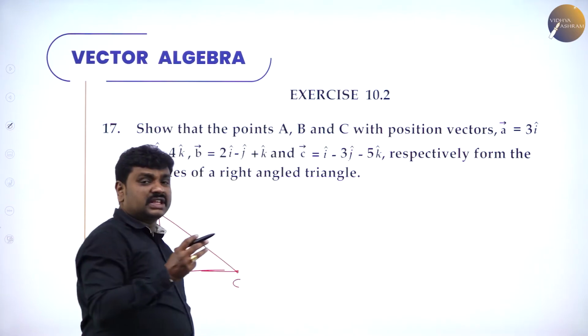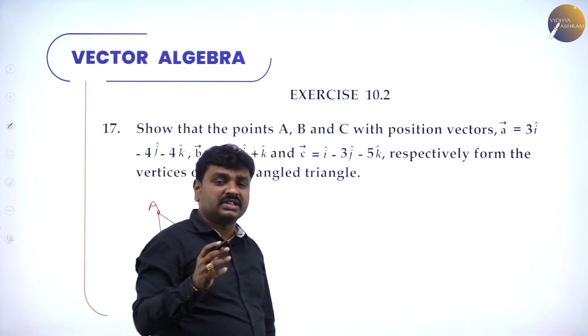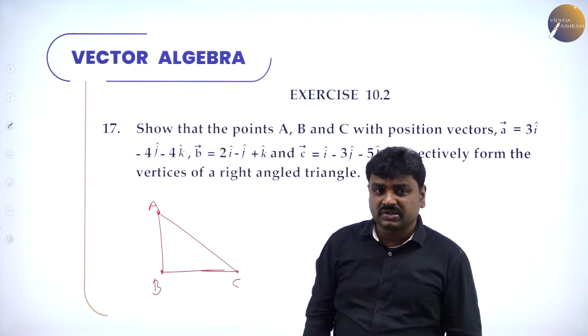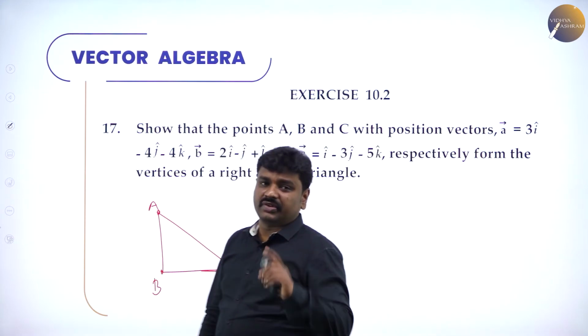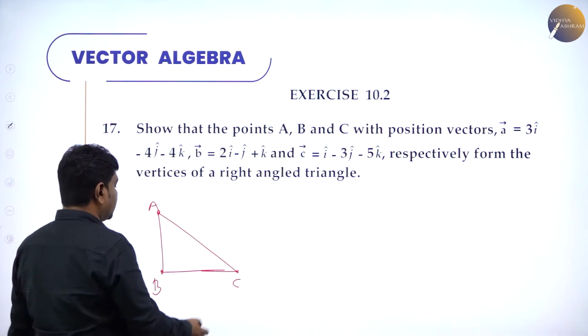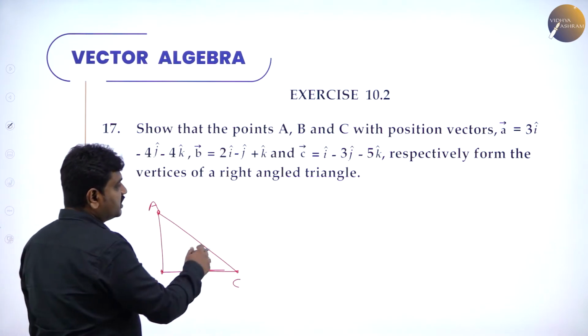So we'll see the lengthier side, we call it hypotenuse. The lengthier side is hypotenuse. Hypotenuse square is equal to the sum of the other two sides' squares, we have to check. We have to use the vector technique. Then we can see where it is right angle.